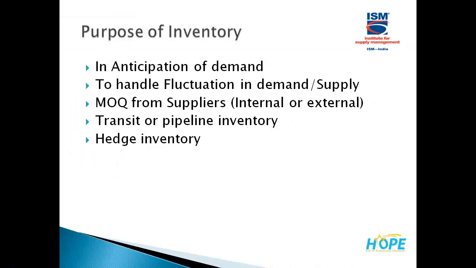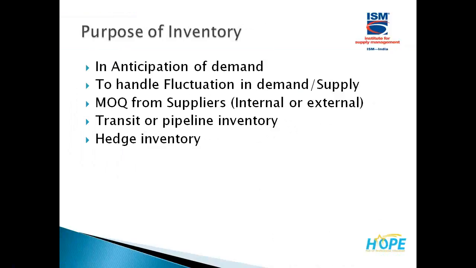And hedge inventory is very common in the commodity market. A lot of companies are doing hedging. Take the example of crude oil, where the rates are changing very fast and a lot of companies are hedging the inventory. So we can define hedge inventory as the inventory we keep in our system, and once this particular event is over, we consume the inventory and keep it at the normal level. Then it is called hedge inventory.